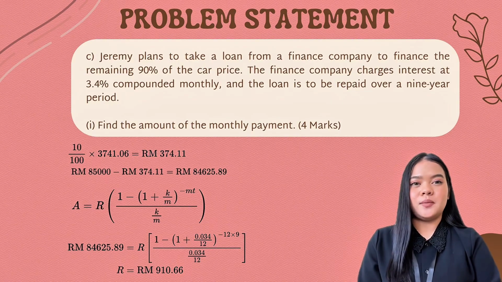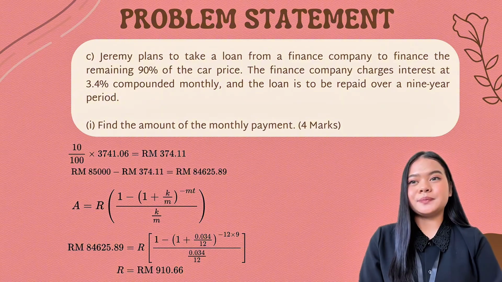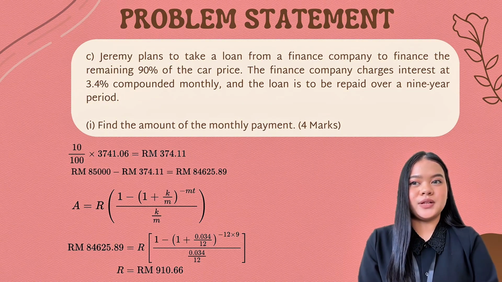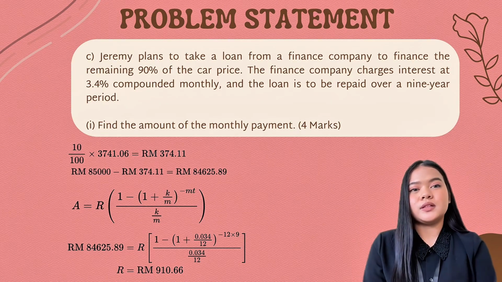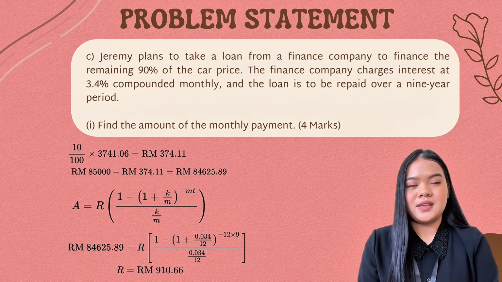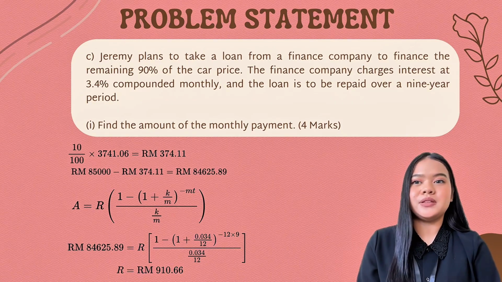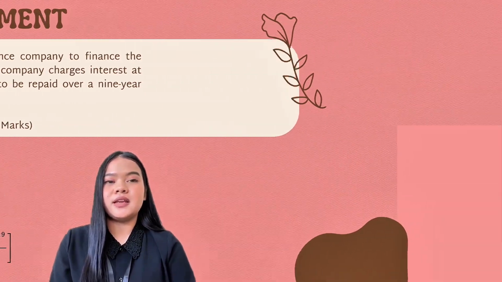Now, to find the amount of the monthly payment, we should use the present value annuity formula by substituting the values we just identified into the formula, solving the bracketed terms and arranging the equation to isolate the monthly payment. We find the total is 823 ringgit and 32 cents. Therefore, the required monthly payment for Jeremy's car loan is 823 ringgit and 22 cents.